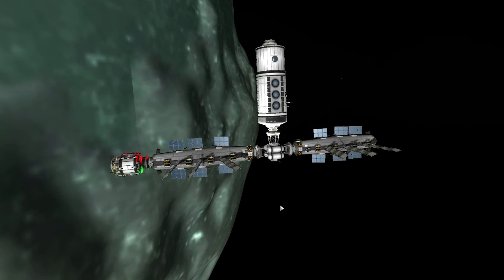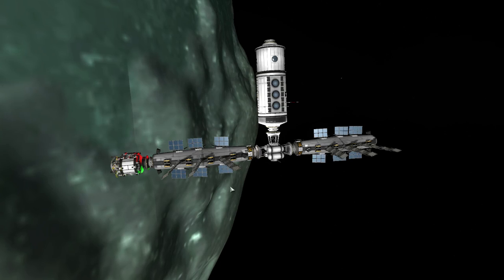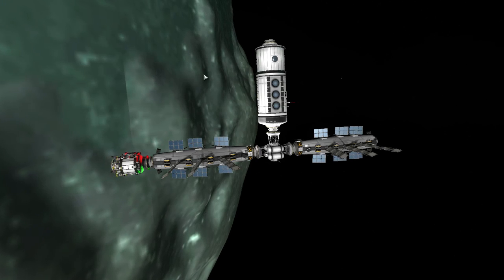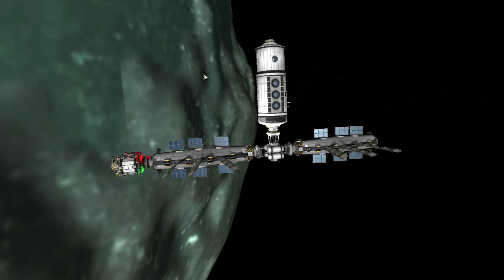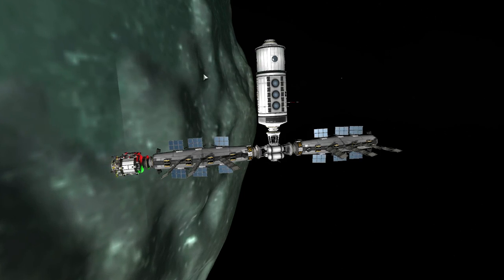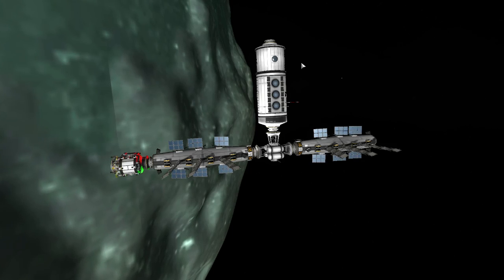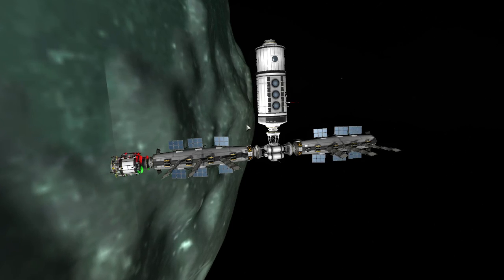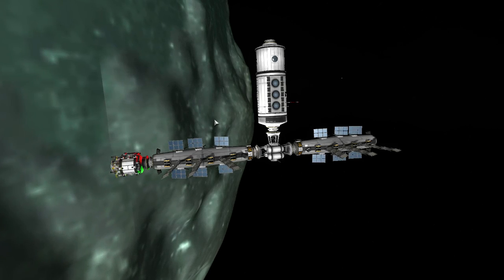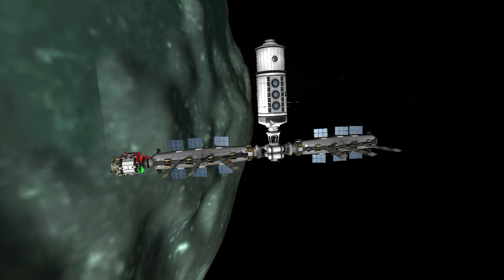We're here in low Minmus orbit. This is a little science station that I have created. Brought it up in a couple of modules, 4 launches to be exact, and I built it here on orbit. Now we've got the science module here.